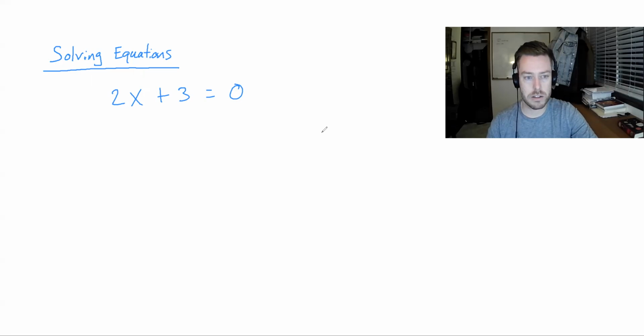What we should be asking ourselves is, what number could x be that will make this equation true? Because there's a lot of numbers that will make this equation false, right? I could put in 100 for x and I will get 203 is equal to 0, and that absolutely is not true. But in this case, there's only one solution, and there's only one number that makes this thing true. We're always looking for the truth.